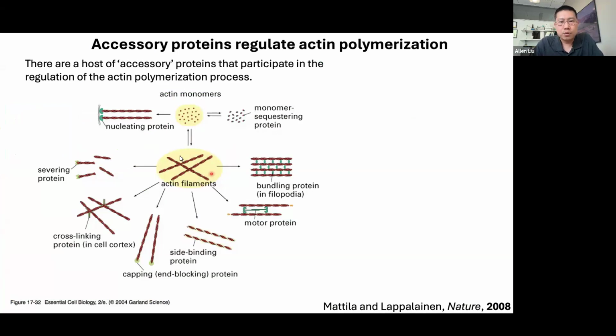Importantly, these actin filaments, when polymerized, can interact with a range of accessory proteins that provide different functionality. The ones we're going to focus on include cross-linking proteins, which allow these filaments to be cross-linked.